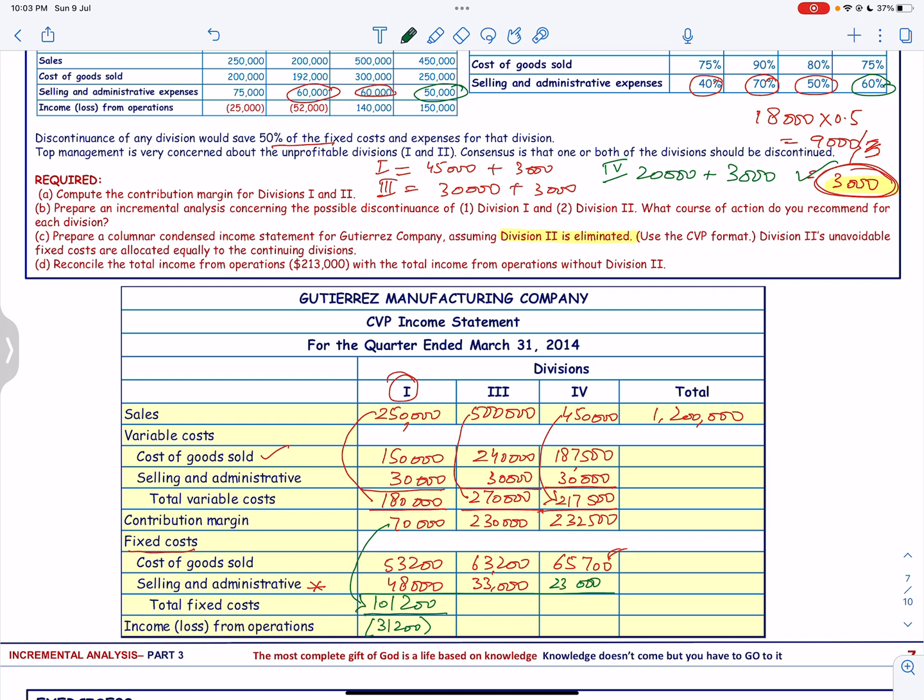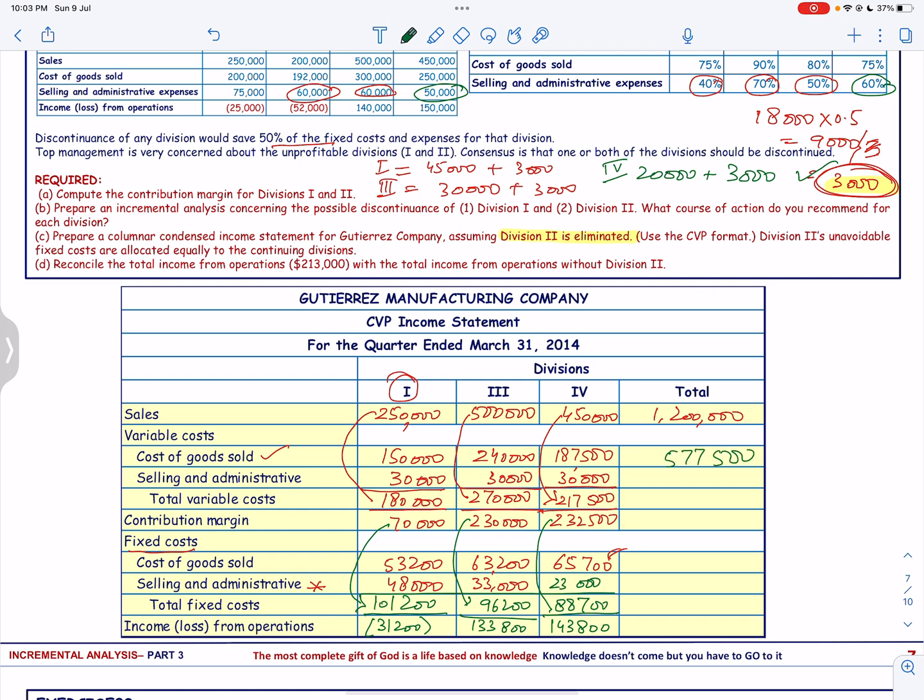For division 3, the total fixed cost will be 96,200, and contribution margin minus total fixed cost will give us a positive 133,800. For division 4, the total fixed cost will be 88,700, and contribution margin minus total fixed cost will be 143,800.